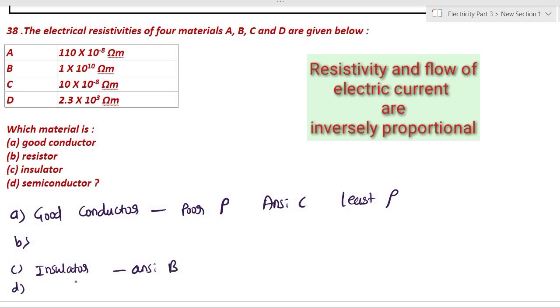Which is used as a semiconductor? Option D can be used as a semiconductor. So D is the answer for that question. Now the remaining one is the resistor. Obviously, that is 110 into 10 to the power minus 8, which is option A. Option A is the correct answer.